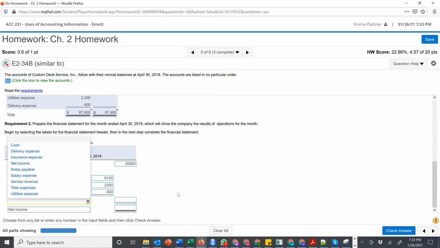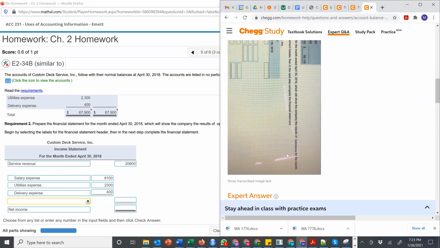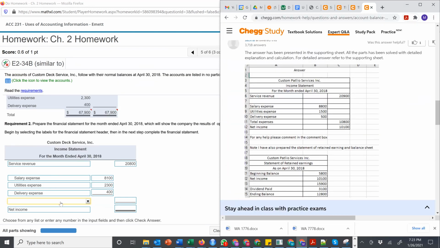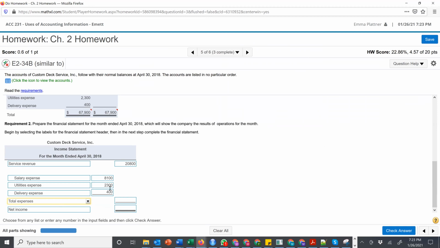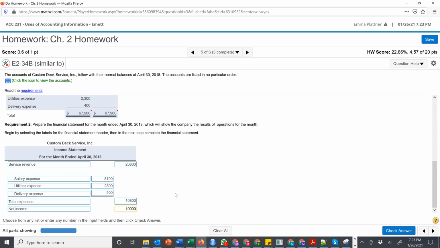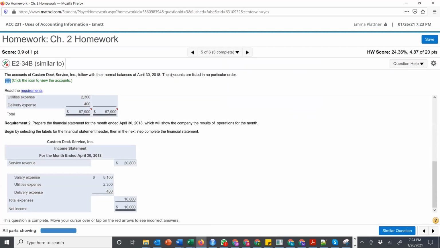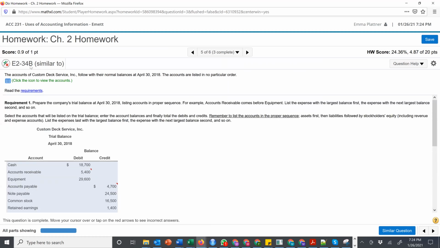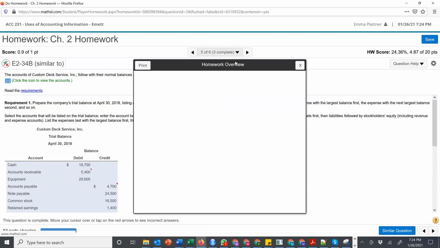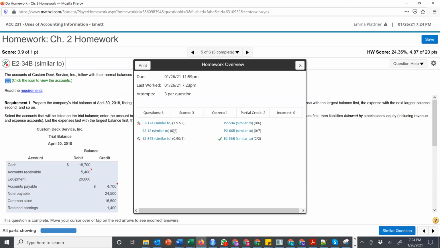400. All right. So, oh no, that's one of the problems with this. Total expenses. All right, so we got to add these three up, 2,700. So 10,800, it looks like. And the net income is service revenue minus expenses, which is 10,000, it looks like. I got that right. All right. So, we didn't do great on that one, but you got a lot of points, 0.9 out of 1, which seems okay, but every point seems to matter in this.